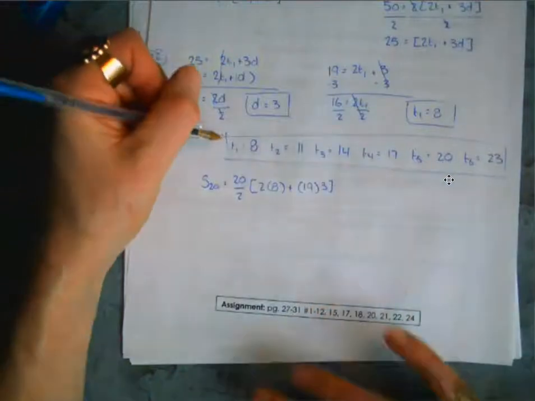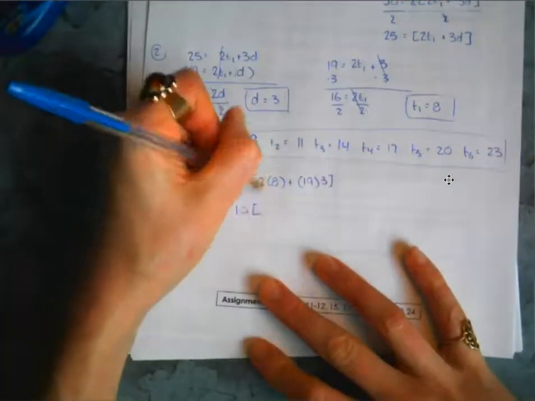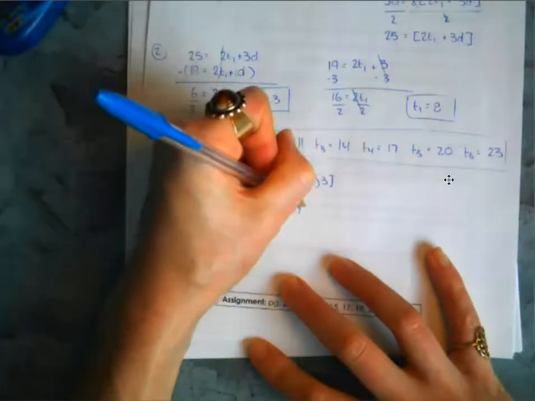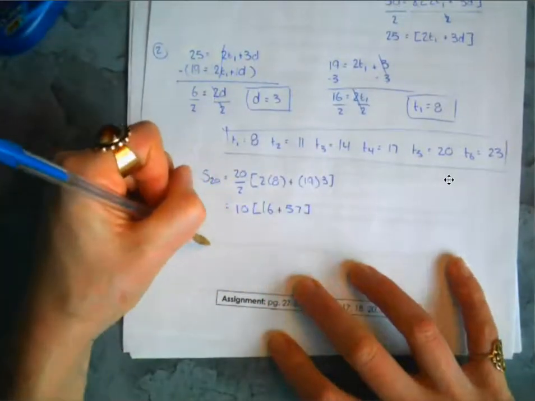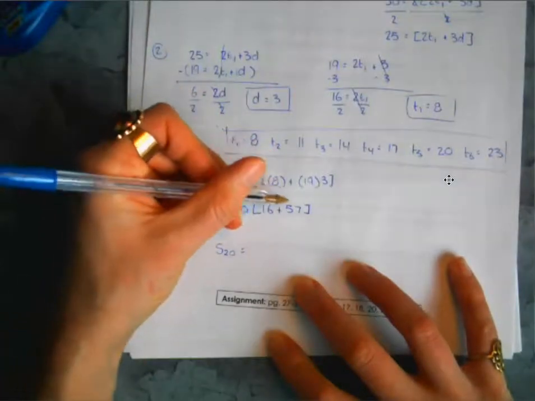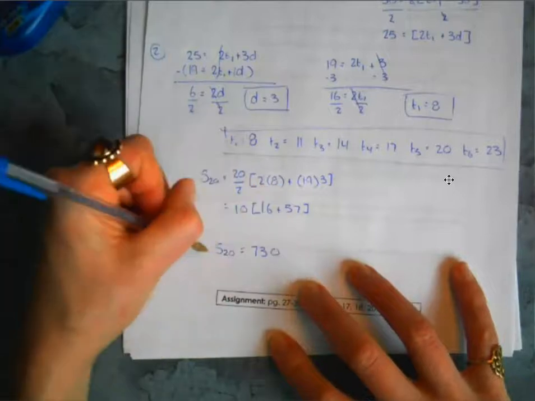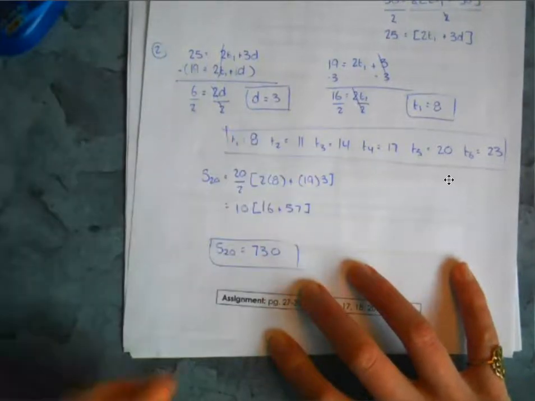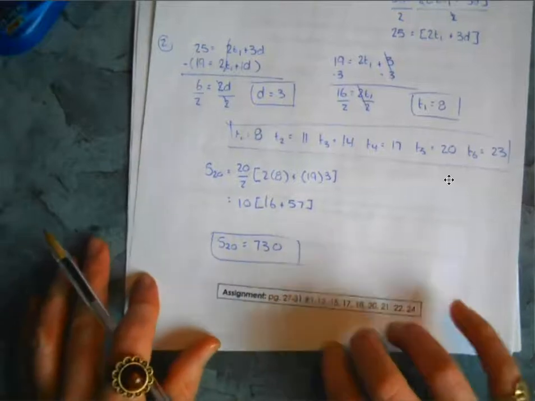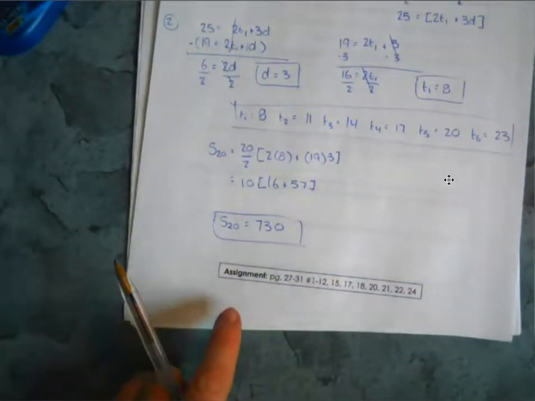Okay, so then we're going to have 20 divided by 2 is 10. 16 plus 57 is 19 times 3. And then that's going to give us S20 of 16 plus 57 is 73, times 10 is 730. Okay, so again, just making sure you do your order of operations. First of all, add these up and then multiply outside the brackets. Okay, so that is everything for arithmetic series.